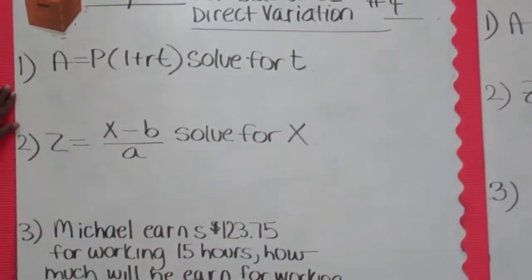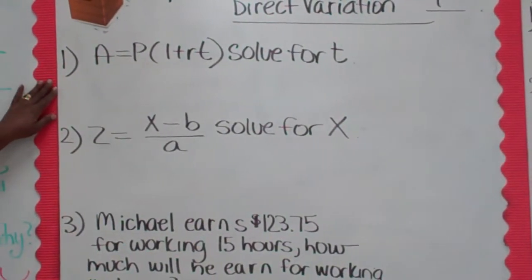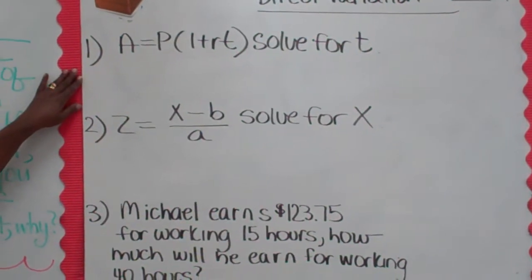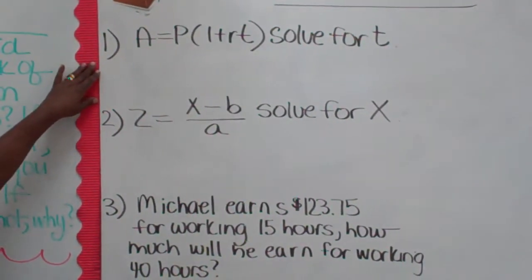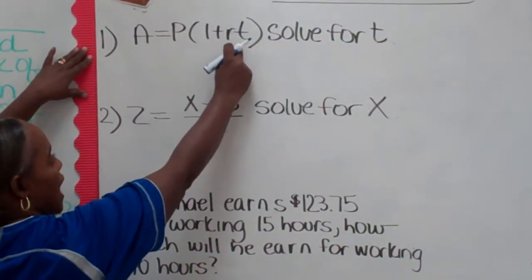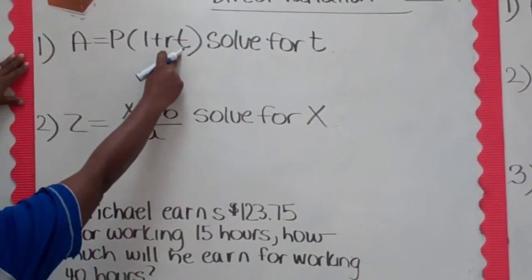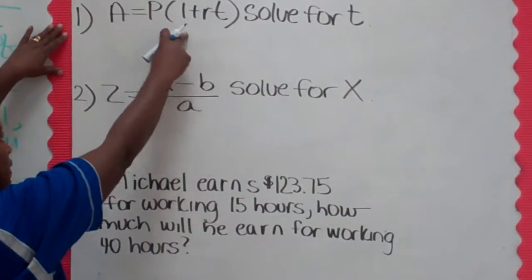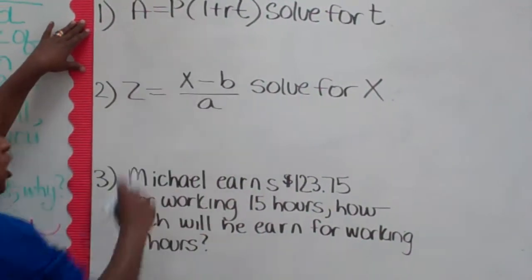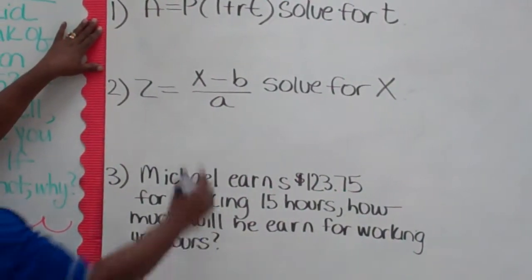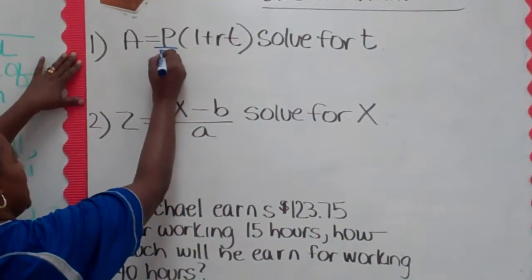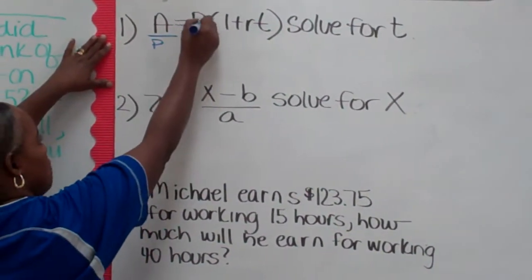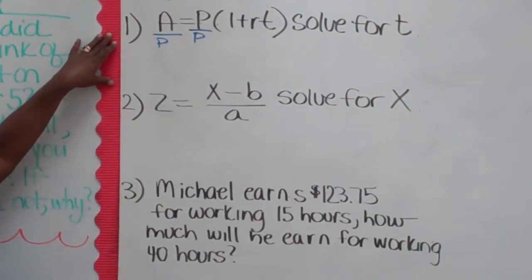Alright, problem number 1, you're given a formula, you need to solve for a letter. If I want to solve for t, I need to get t by itself. That means that I need to get the p moved over to the other side, I need to get the 1 moved over, and I need to get rid of r. So if I'm going to solve for t, the first thing I need to do is divide by p, because p is multiplied, the inverse operation is division.